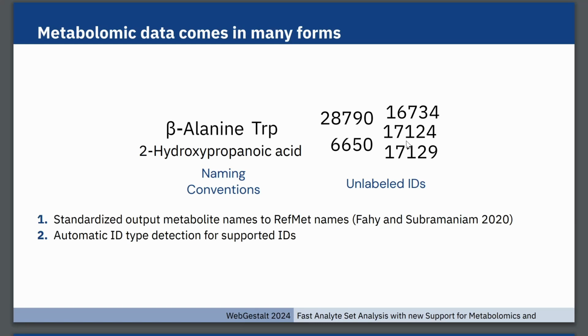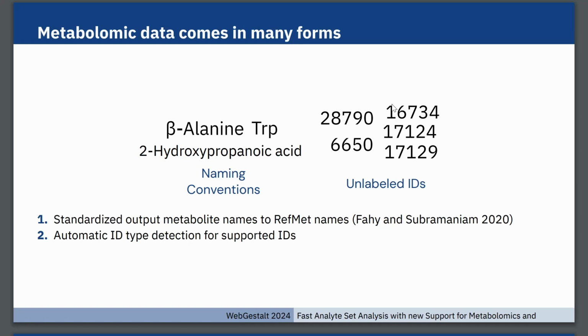We'll just detect it for you. For metabolic data, we only support 14 ID types. But sometimes you have numerical data, and it's very hard for users who are not very well informed to know how to perform analysis or what ID type it is. So we'll tell you what that ID type is.